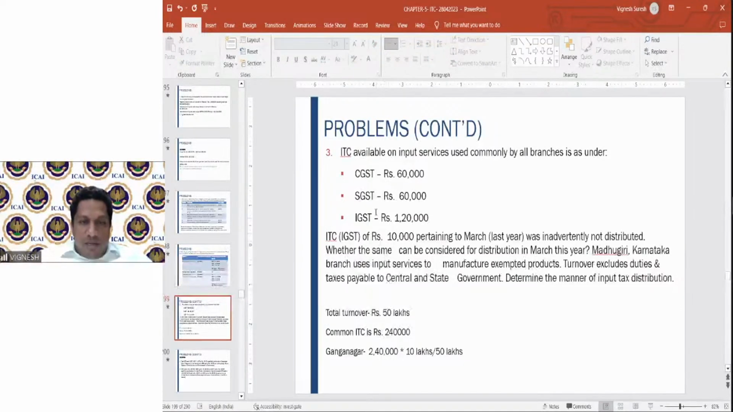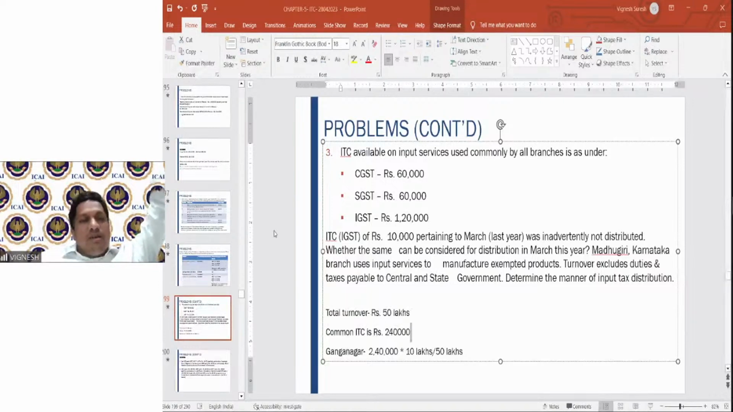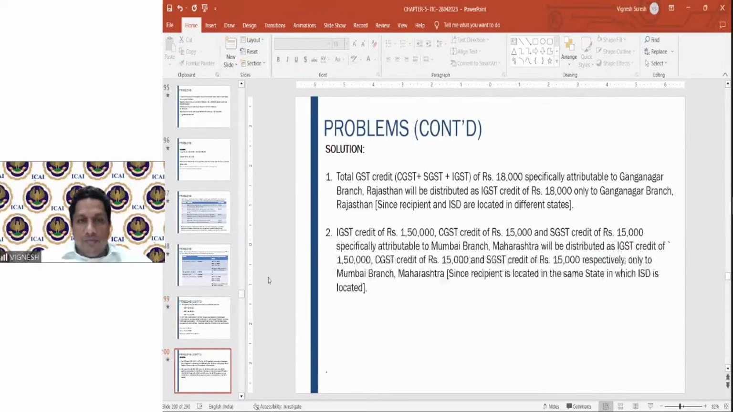Now, if you see, 10,000 pertaining to March last year was inadvertently not distributed. Since it was not distributed last year, the ITC of 10,000 cannot be distributed this year, as it is to be distributed in the same month. That is the rule which clearly says so. So you have to distribute the ITC in that month only. If you don't distribute the ITC in that particular month, you cannot distribute it in this month. Fine. So I hope this is clear.